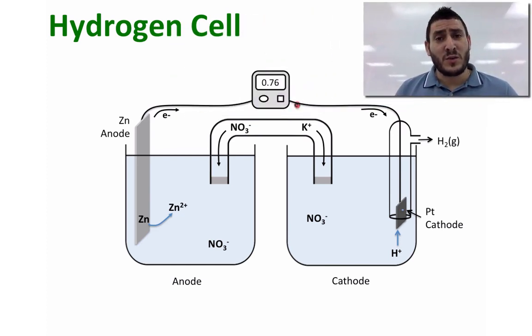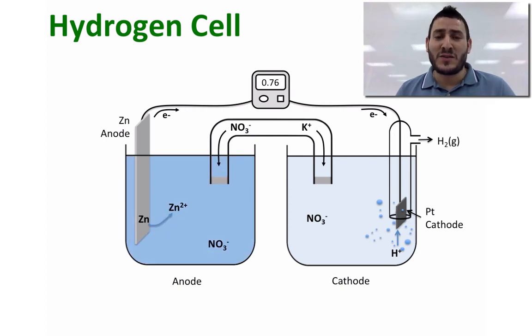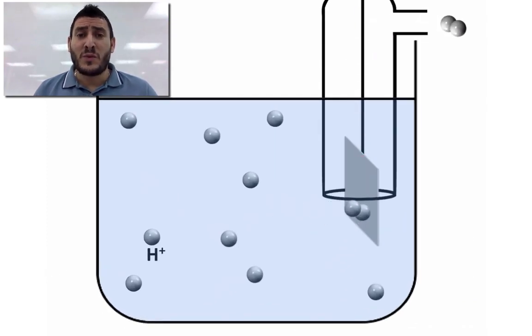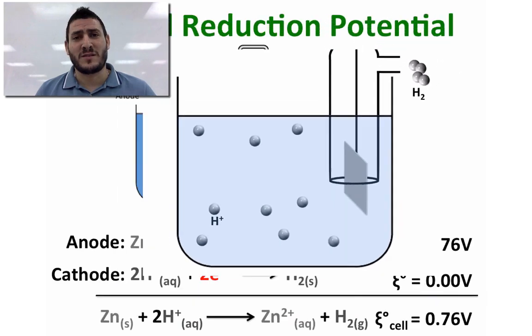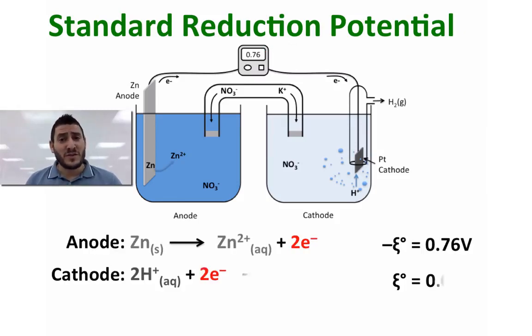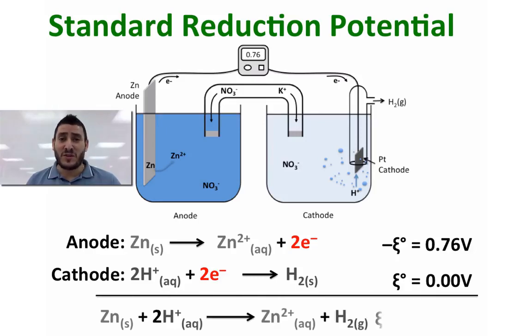Consider the following galvanic cell, where zinc is at the anode and hydrogen is at the cathode. Zinc is getting oxidized and therefore is losing electrons, and the electrons are being transferred to the hydrogen at the cathode, and hydrogen is getting reduced. Every two hydrogen ions will take two electrons to form hydrogen gas, which will escape the solution. The voltmeter is indicating a cell potential of 0.76. If we assume that the standard reduction potential of hydrogen is equal to 0, therefore the standard reduction potential of zinc is going to be equal to the negative of 0.76, and the sum of both standard reduction potentials will give us the cell potential.